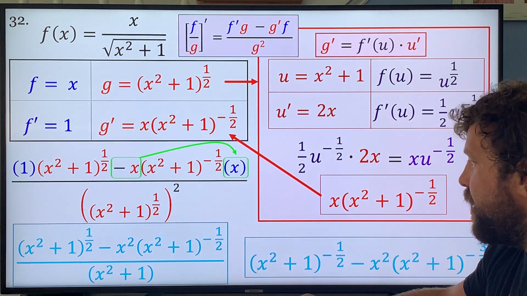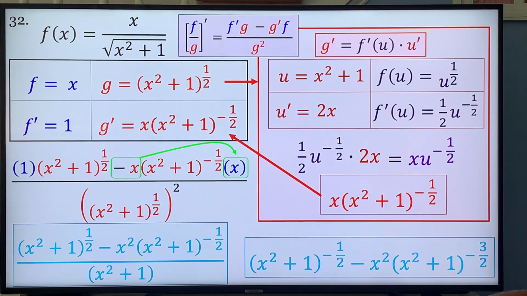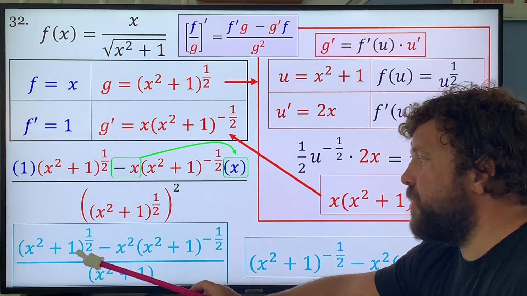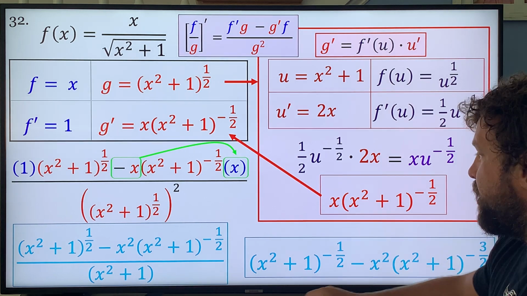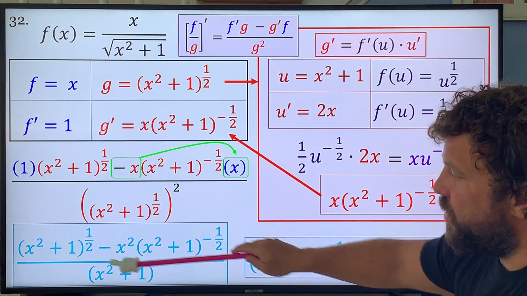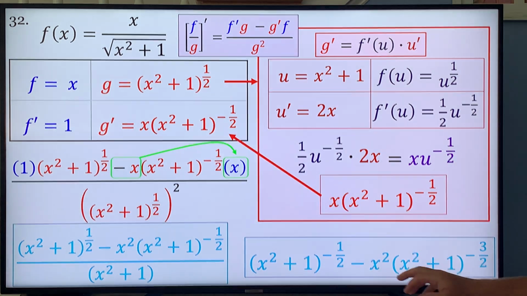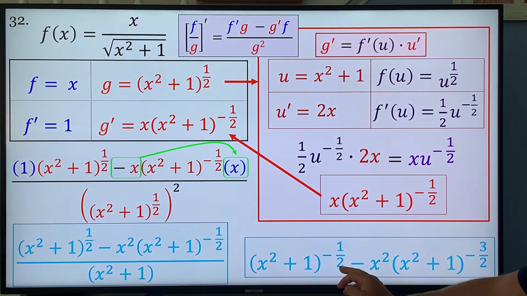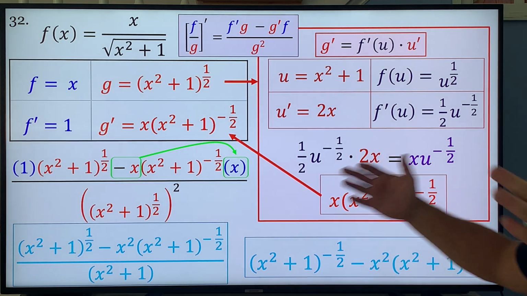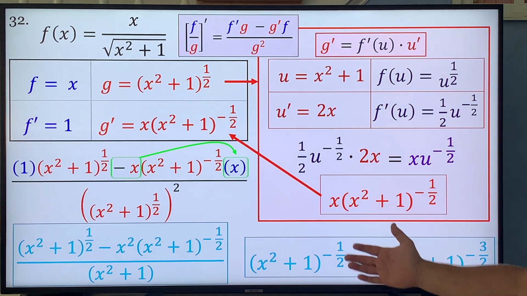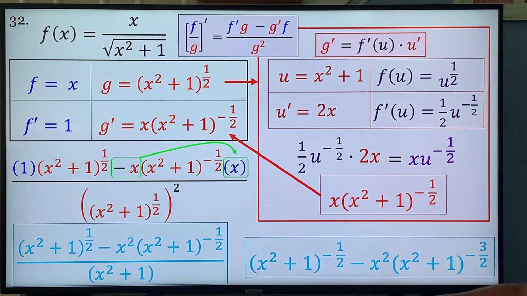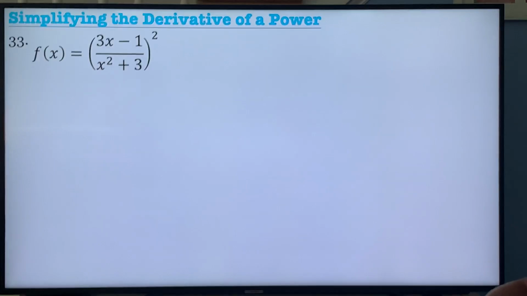Good. Like I said before, if you want to rewrite it fancier, if I want to divide both of these things by x squared plus 1, this would just be 1/2 minus 1, negative 1/2 minus 1. You don't have to do it this way, I'm just showing you. X squared plus 1 to the negative 1/2 minus x squared plus 1 to the negative 3/2. Okay? These are the same problem. One's written without the fraction. All right? Good?